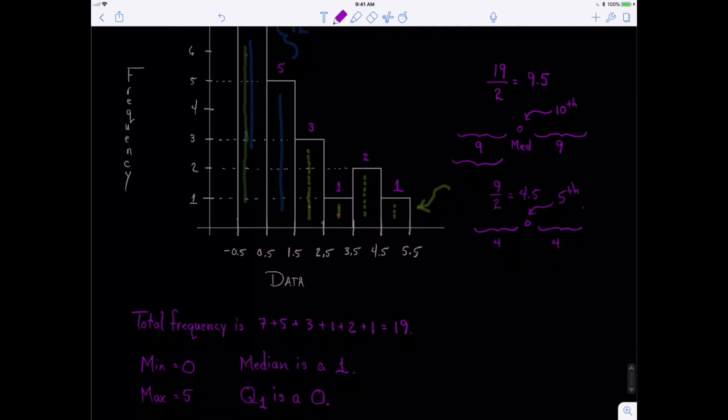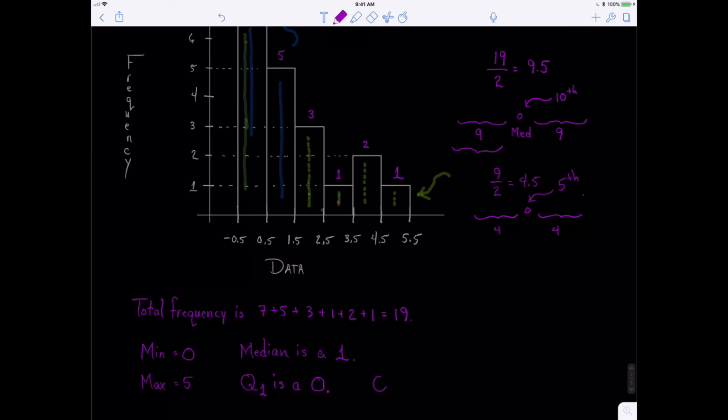And now we can write that Q3 is, what did we say? Is a 2. And there we have it. And then you'd end up creating the same box plot that we created in the previous video.